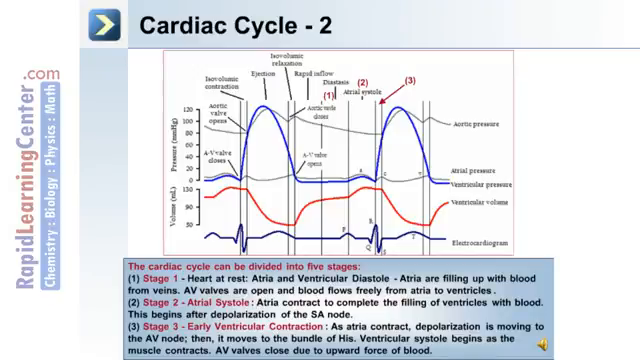Stage 2. Atrial systole. The atria contract to complete the filling of the ventricles with blood. This begins after depolarization of the sinoatrial or SA node.